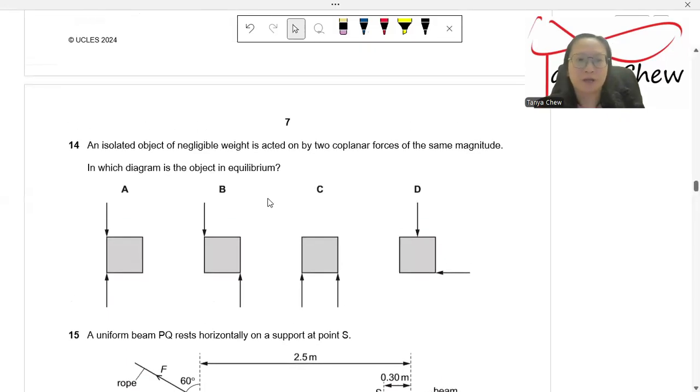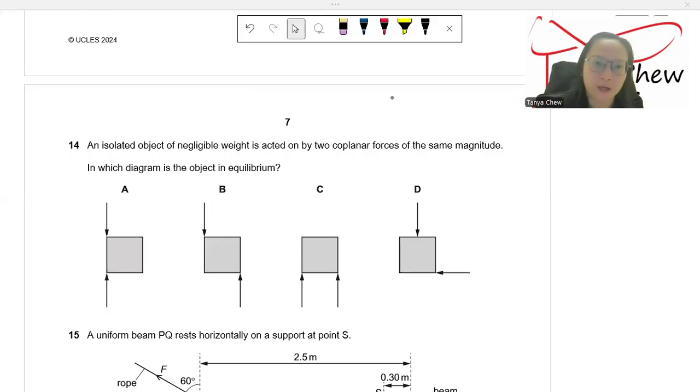Question number 14. An isolated object of negligible weight is acted on by two coplanar forces of the same magnitude. In which diagram is the object in equilibrium? For an object or a system to be in equilibrium, there are two conditions to be fulfilled. One is that the resultant force acting on the object must be equal to 0. The second condition is that the resultant moment acting on the object must also be equal to 0.